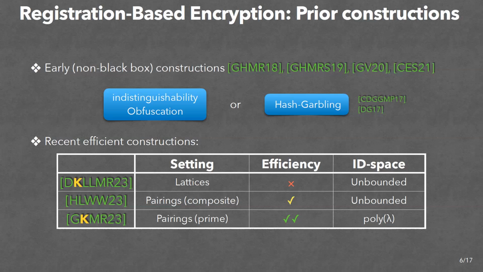Now, today the most efficient, at least prior to our work, registration-based encryption scheme was the one of GKMR that appeared last week at CCS, which is actually very efficient. Everything runs smoothly, but it has the limitation that the identities are polynomially bounded. The space of the identities is polynomially bounded.